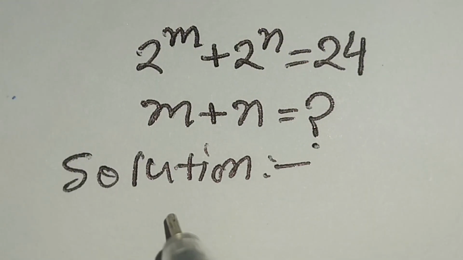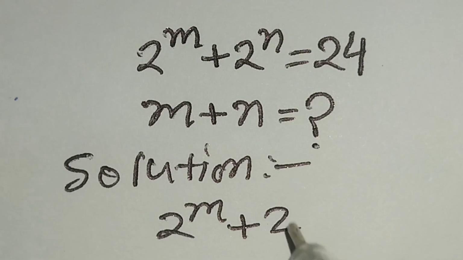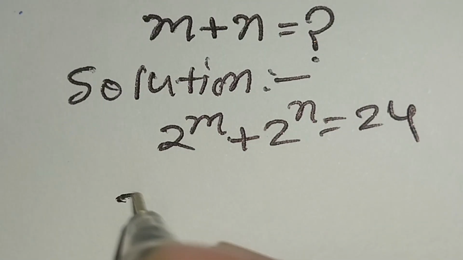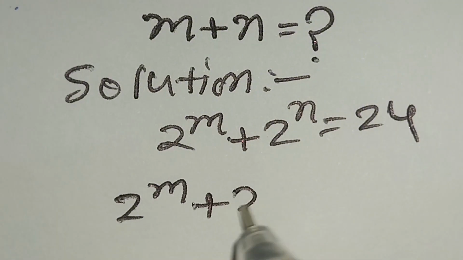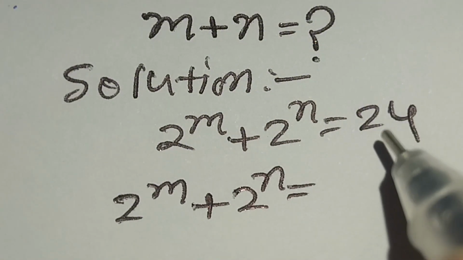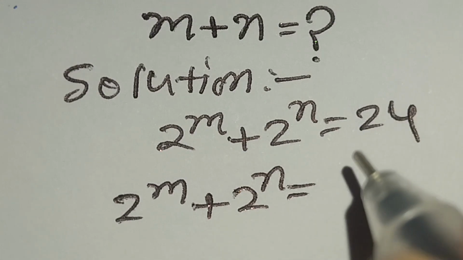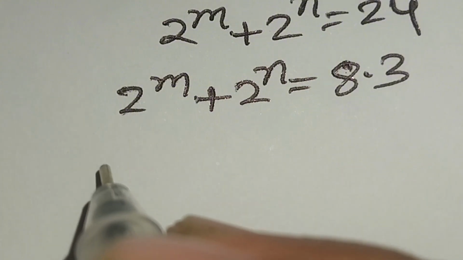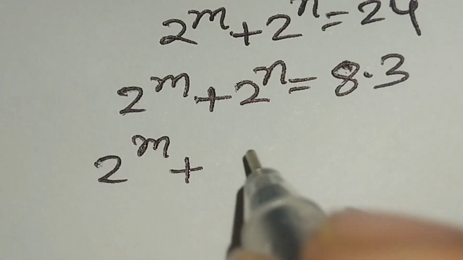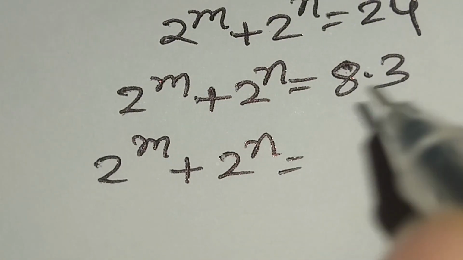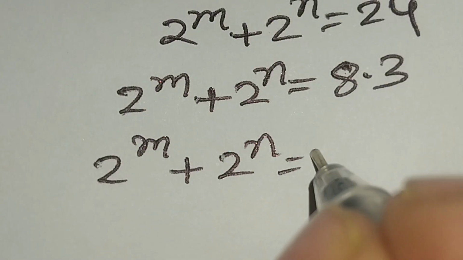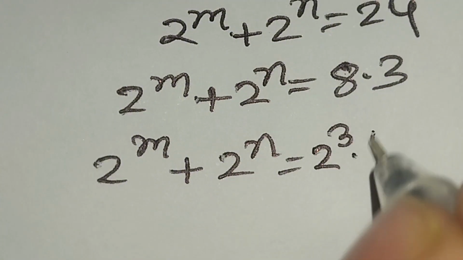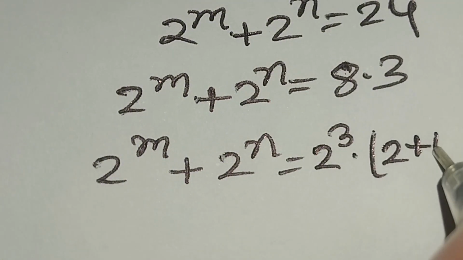The given equation is 2 to the power m plus 2 to the power n equals 24. Here, this 2 to the power m plus this 2 to the power n equals this 24. We can write this 24 as 8 times 3. Here, 2 to the power m plus 2 to the power n equals, this 8 can be written as 2 cube times this 3, which can be written as 2 plus 1.